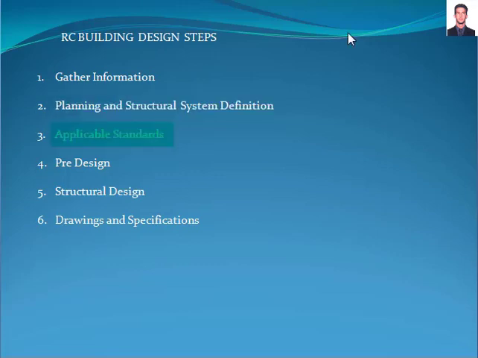The third point, applicable standards. It's important to have this point pretty clear. It's a good practice to meet with the local authorities to define which standards will be used in the project. Sometimes there are owners or authorities that have their own specifications based on national standards, and they would rather use them than the national ones.